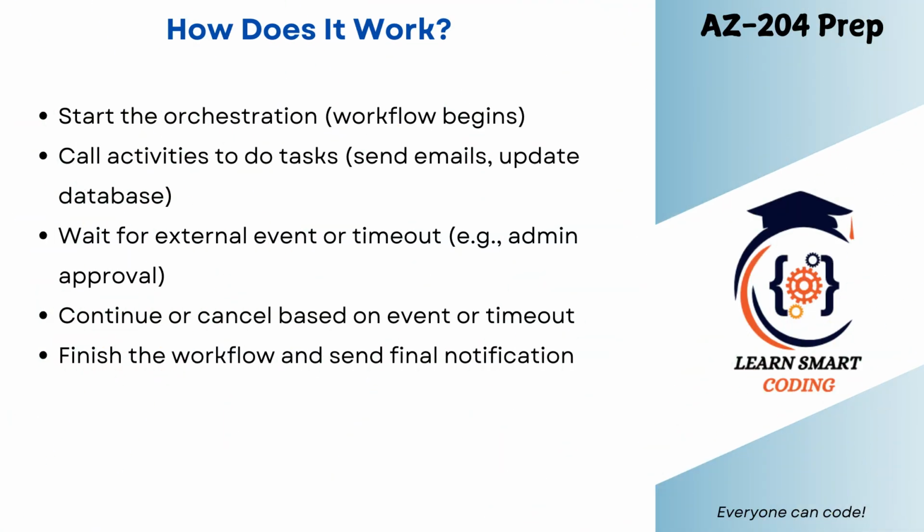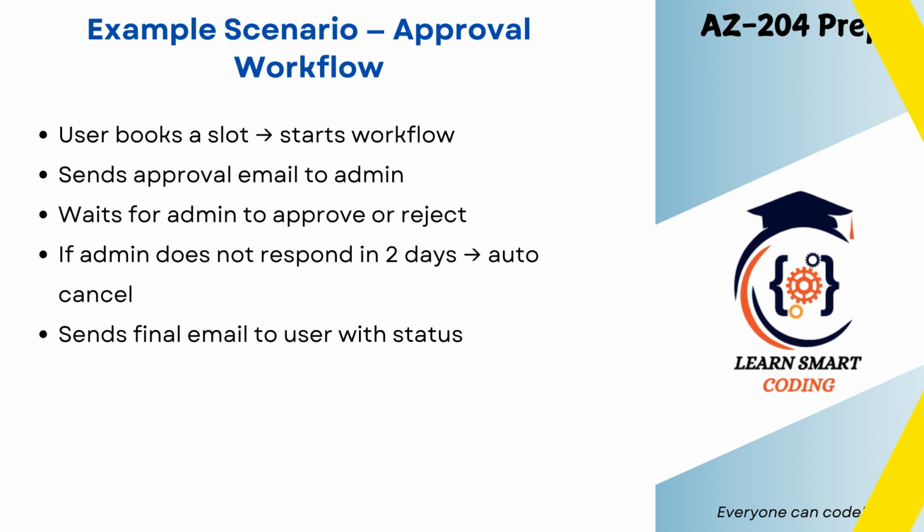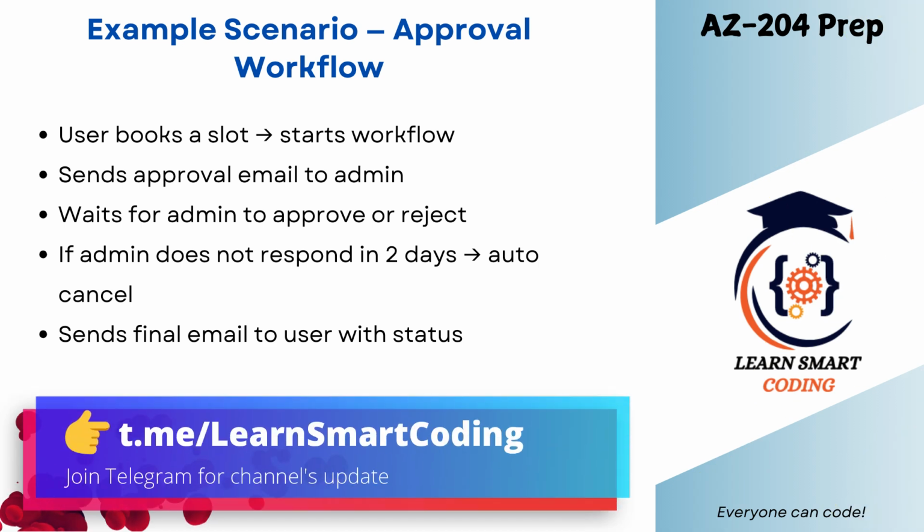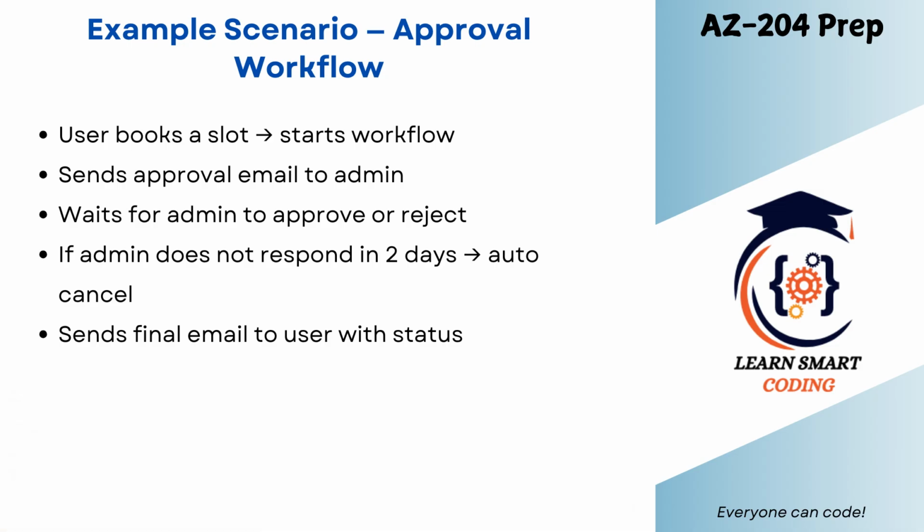We start the orchestration, that's the workflow beginning, and we call the activities to do the tasks, like sending email and updating the database. They're all called activities. Then it can either continue or cancel based on the event or the timeout. Finally, it finishes the workflow and sends the notification. So in our case, we saw the approval process and denial process, how these things are done. All of those things we saw.